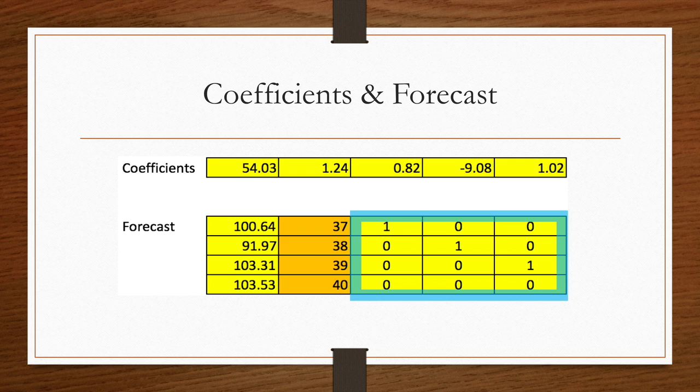The values highlighted and wrapped in blue are the dummy variables we had to add in to correlate to the quarters. The values in yellow on the far left are the predicted attendees for the next 4 seminars. For winter, the predicted value of attendees is 100.64. For spring, the predicted value is 91.97. For summer, the value predicted is 103.31. In fall, the value predicted is 103.53.